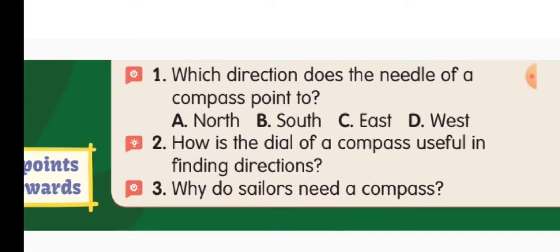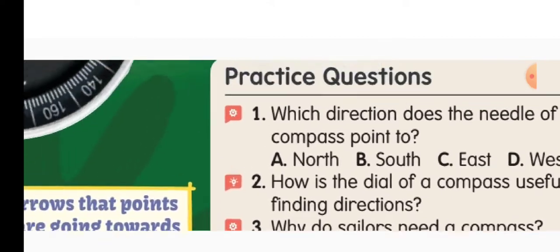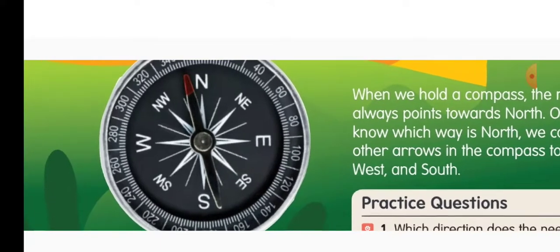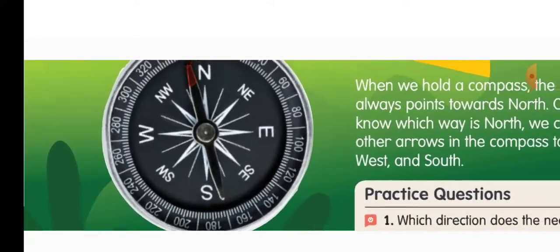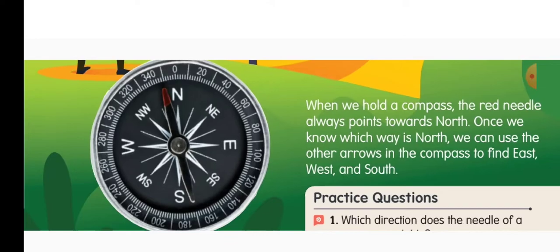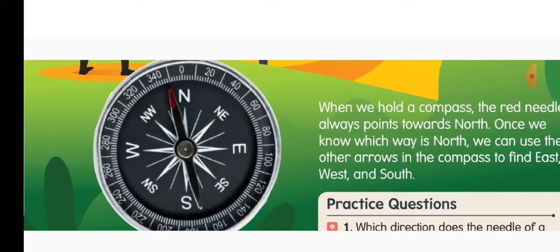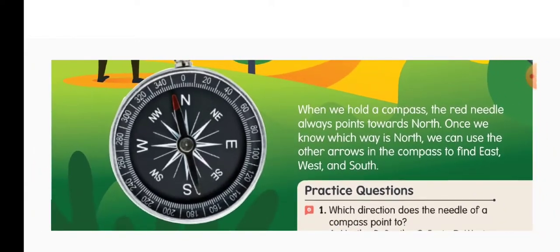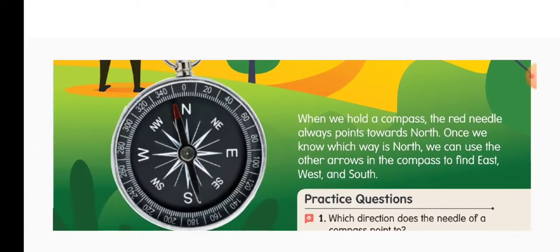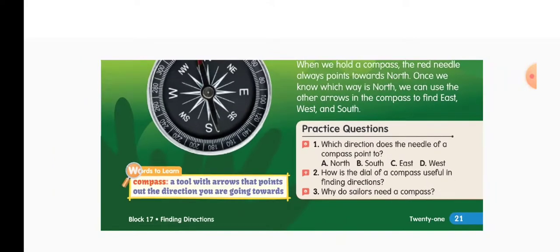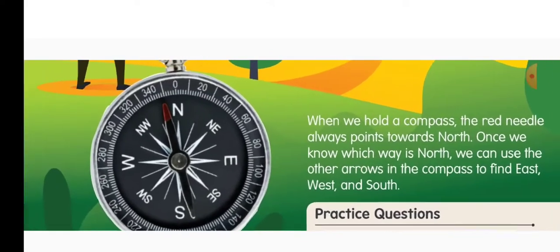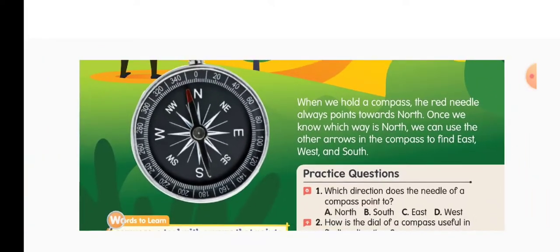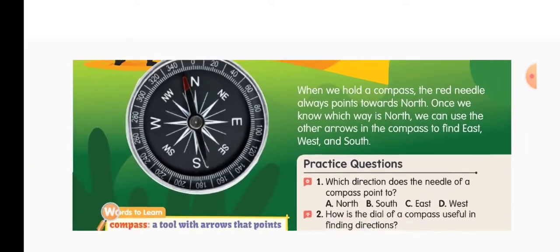Second question: how is the dial of a compass useful in finding direction? The answer is, the needle on the dial, the red needle, always points out the north direction. Once we know the north direction, it is very easy for us to know the remaining directions. The compass will show us where north is, so it is very easy for us to know the remaining directions.